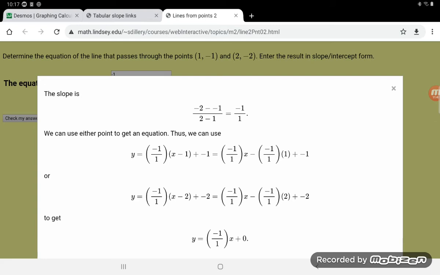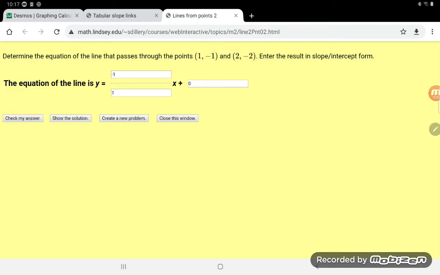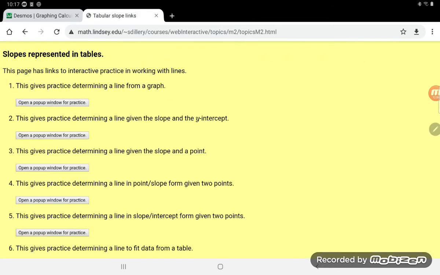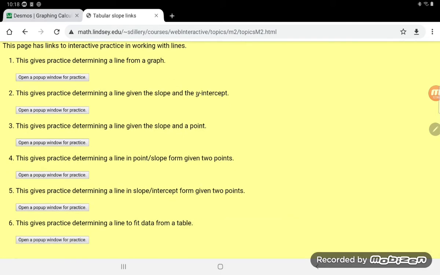And putting that in, we get our negative 1 over 1, and then a plus 0. Okay, so that's 5 of them. Let's close this window. And the 6th one.